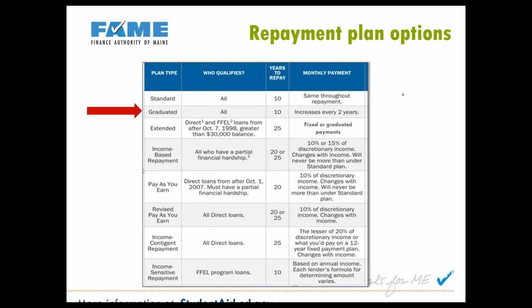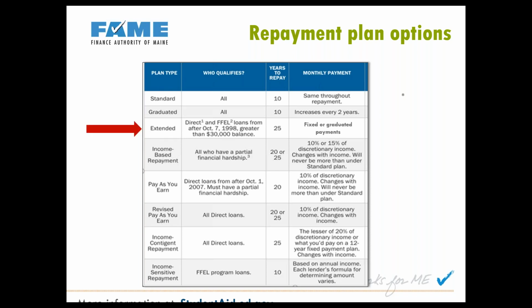There's the graduated repayment plan. This is where your payments start lower and then increase every 2 years. This plan is ideal for someone whose income is going to be low early in their career and they're pretty sure that their income is going to increase steadily over time. This might be a good option for you.